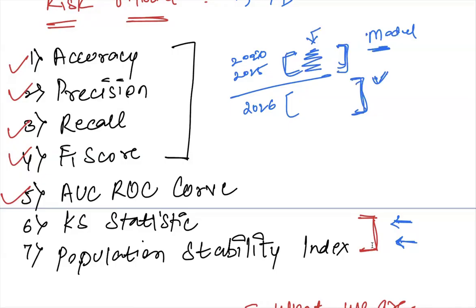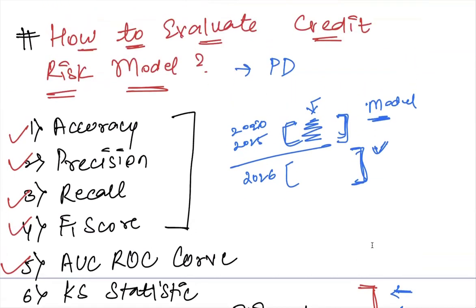When the population behavior has changed, you cannot use the same model, and that is why it is very important to look at population stability. How stable is your population? So this was all about how to evaluate your credit risk model, and I hope you enjoyed the session.